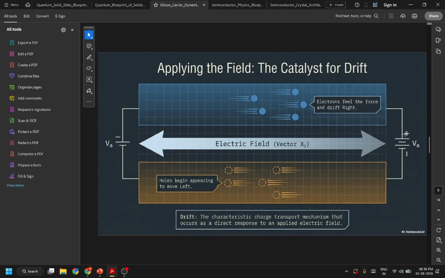So now we come to drift velocity. When you apply a field, let's say this part is at negative, this part is at positive. The electrons will move from negative to the positive potential due to the electric field, and they will drift in this direction. Therefore the holes will appear to move in the opposite direction, because the hole movement is opposite to electron movement.